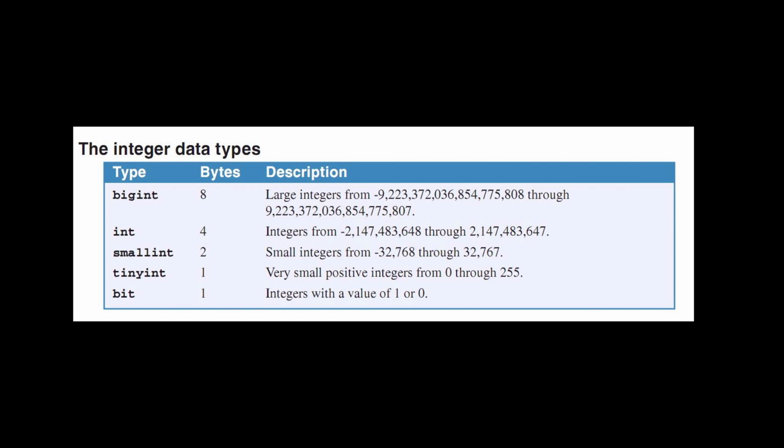First, let's talk about integer data types. The integer data types are used to store whole numbers, which are numbers without any digits to the right of the decimal point. These five integer data types differ in the amount of storage they use and the range of values they can store. Notice that the bigint and smallint data types can store positive or negative numbers, and in contrast, the tinyint and bit data types can store only positive numbers or 0.